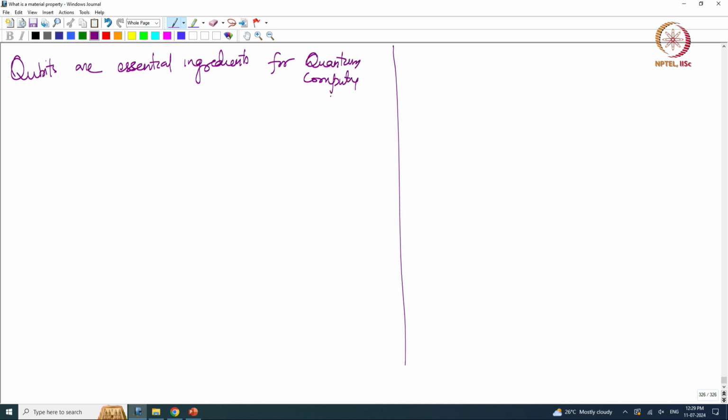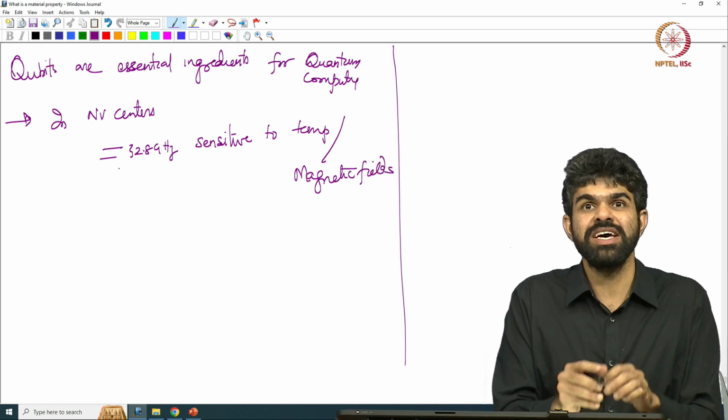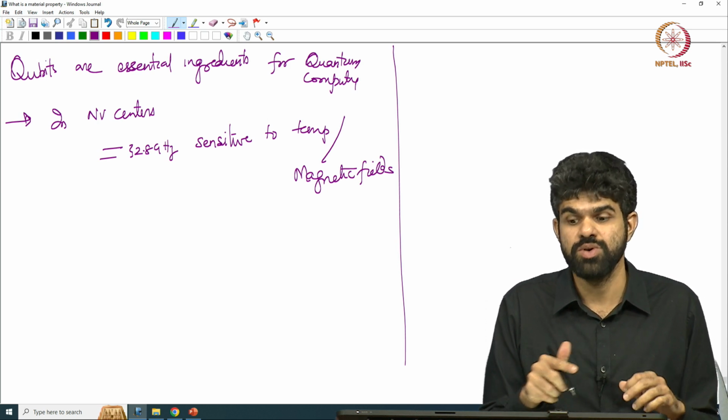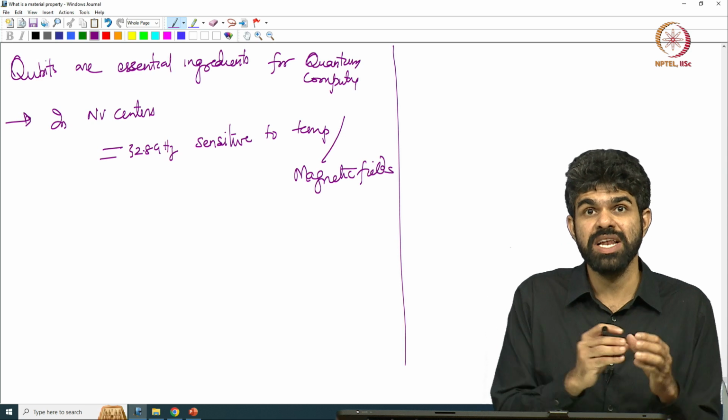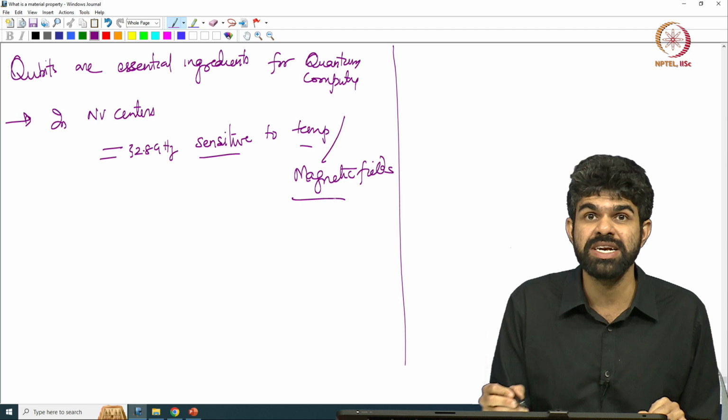Right. I can also sense. So this energy level of 2.8 gigahertz is very much sensitive to temperature. In NV centers it is very much sensitive to magnetic fields. By applying a magnetic field I will have some sort of a splitting here. Similarly, by applying temperature I will have some sort of a shift of this 2.8 gigahertz. So it is very sensitive to the temperature, the magnetic field, etc.